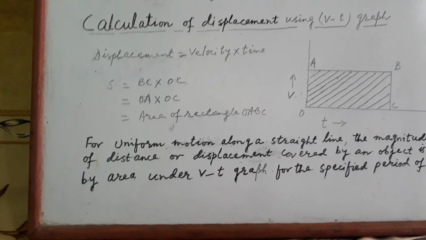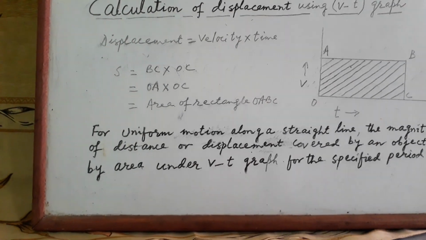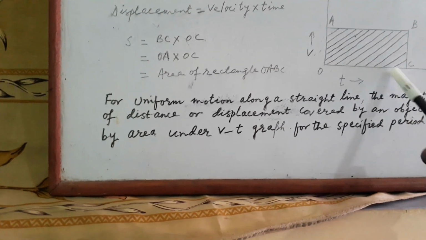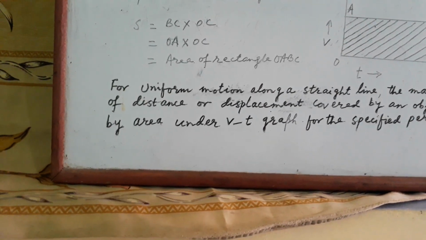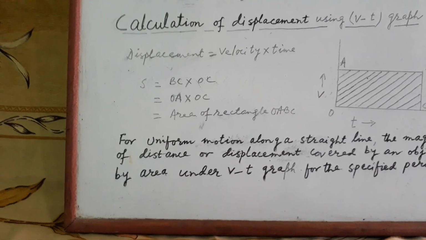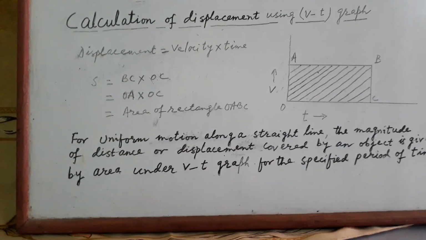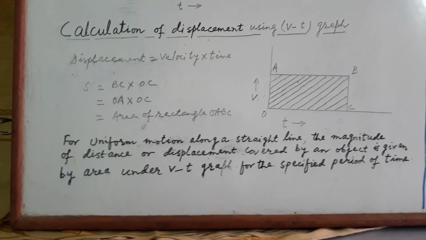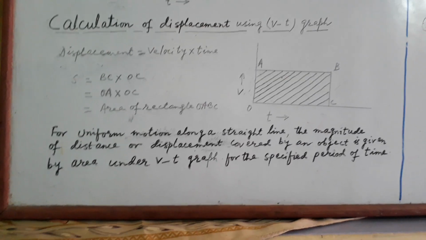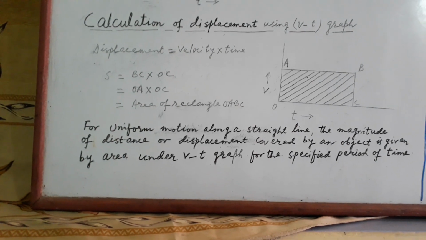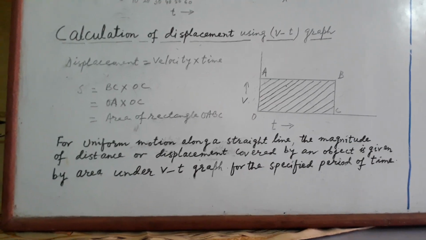So displacement S equal to BC into OC, and putting the value of BC equal to OA, S equals OA into OC, and we see that OA into OC is the area of rectangle OABC. So what do you understand? Displacement equal to area of rectangle OABC. This gives an idea that whenever we want to find the displacement using VT graph, we simply calculate the area under the VT graph. Okay, so when we calculate the area under VT graph, then it gives us displacement. I think it is clear to you.